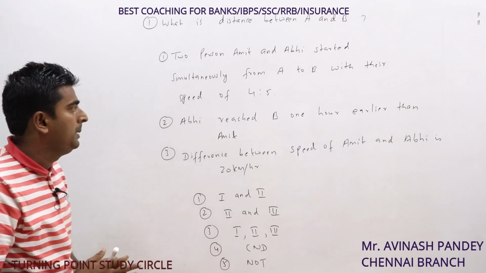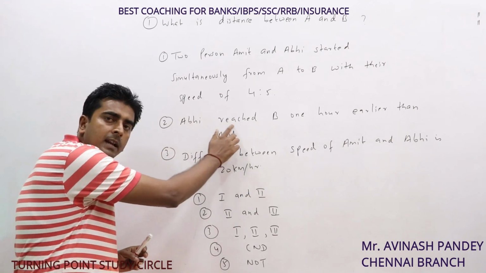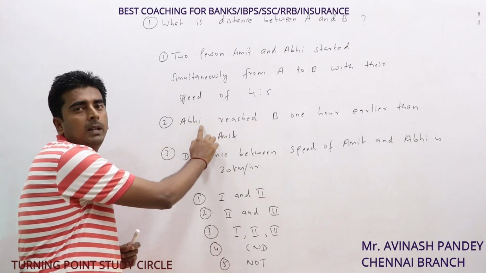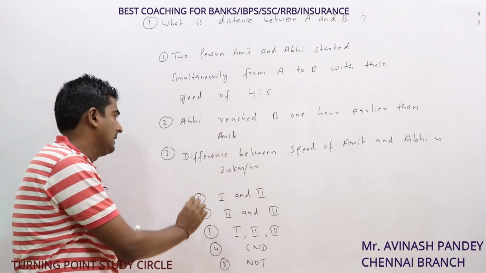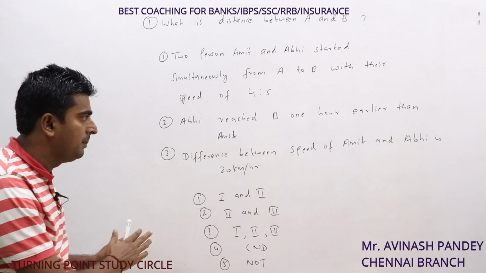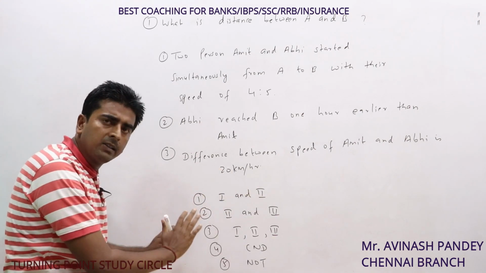Second, Abhi reached B 1 hour earlier than Amit. So when you read this line, they have given the speed ratio and here they have given you the time difference. And in the third one, they have given the difference of speed of both Amit and Abhi, which is 20 kilometers per hour. So this is data sufficiency only.